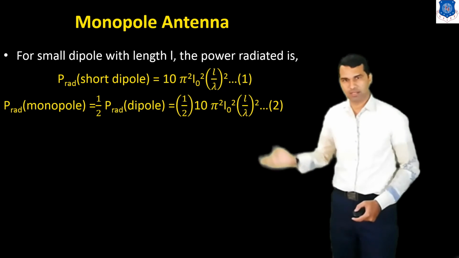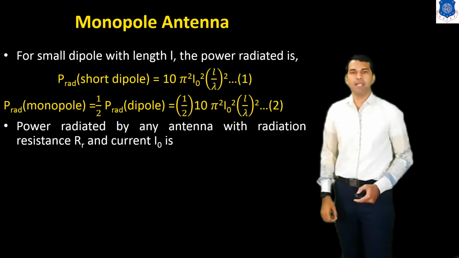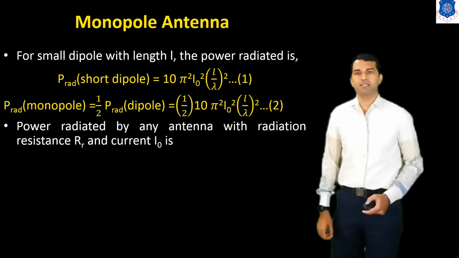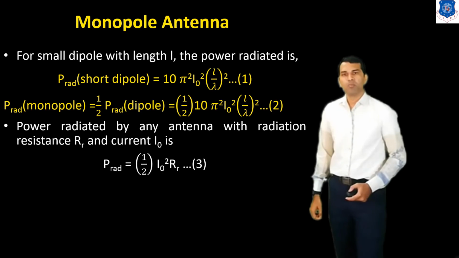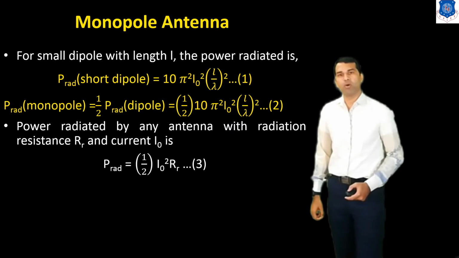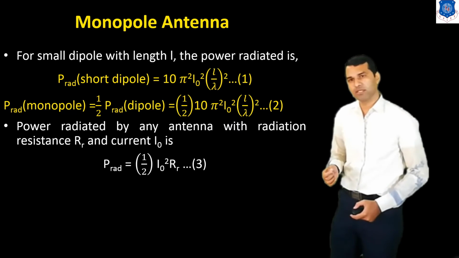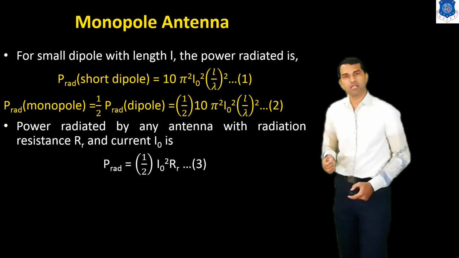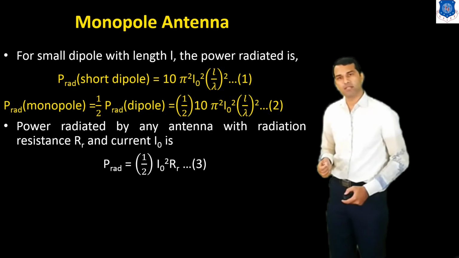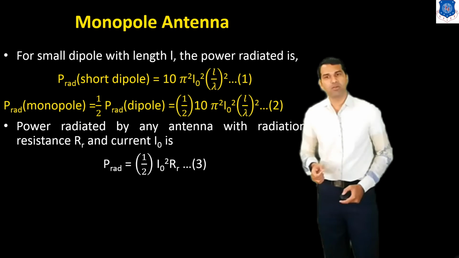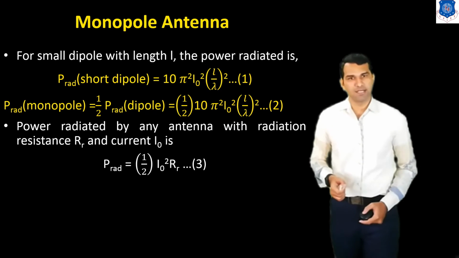Now the power radiated by any antenna with radiation resistance RR and current I0 is P radiate equals 1 by 2 I square R. Here we consider the current to be I0, so we write I0 square R, where I0 is the current and RR indicates the radiation resistance.